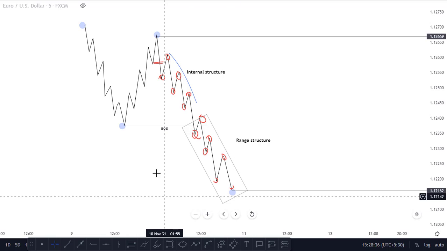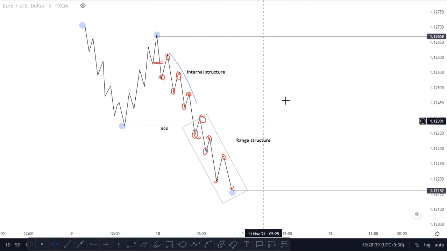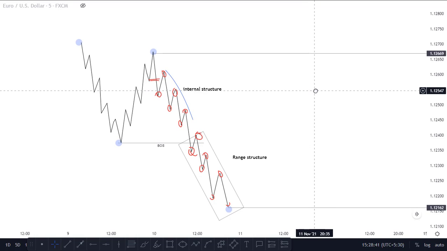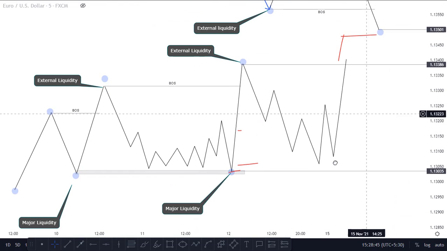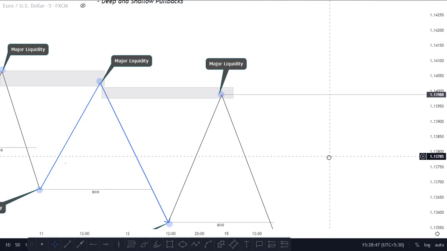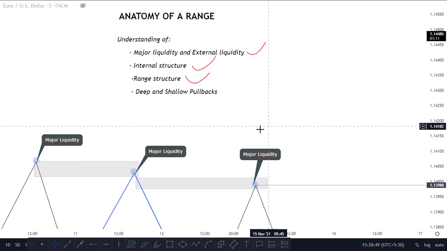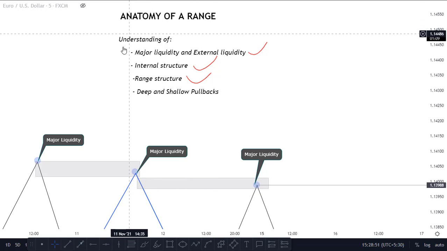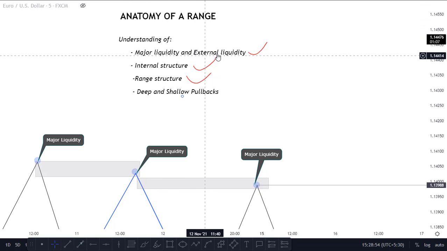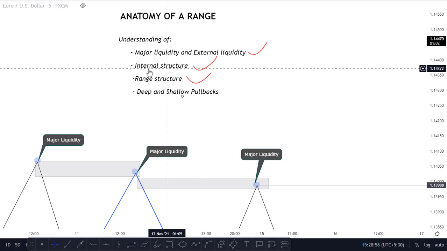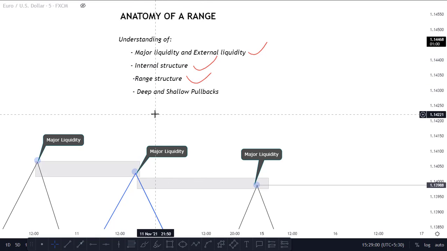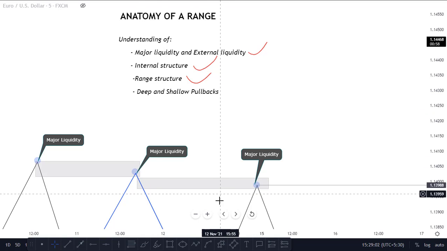Now that you understand this, let's talk about what we call a deep and a shallow pullback. Now we have got to understand the anatomy of a range. We are done talking about major liquidity and external liquidity. We are done talking about internal structure. We are done talking about the range structure. Then what are deep and shallow pullbacks?